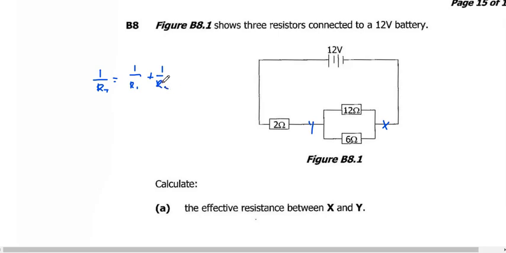So here's something that you can remember. For as long as you have two resistors in parallel, you can simply say the effective resistance, or total resistance, is equal to R1 multiplied by R2 divided by R1 plus R2. In this case, it will be 12 multiplied by 6 divided by 12 plus 6. You use your calculator and you find that this comes down to 4. So therefore, your total resistance is 4.